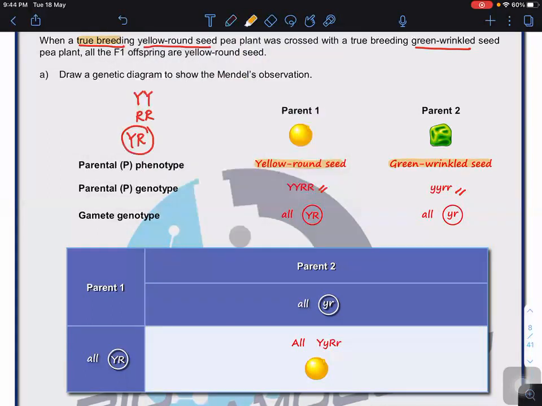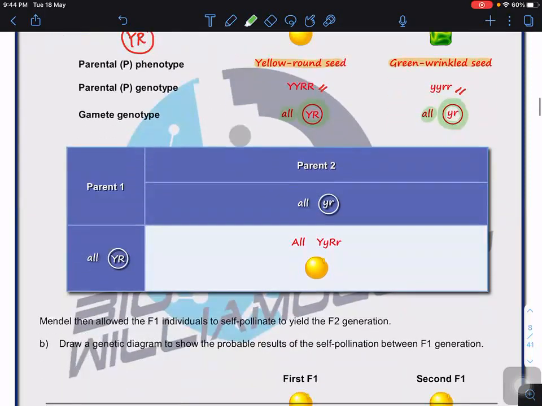Very important, just now I said that you must have the probability and circle your gamete genotype. So when you cross them, you will get the heterozygous. Always remember, when you cross two different varieties or two different traits, pure breeding, you always get the heterozygous. So I will have the probability, the phenotype, and the genotypes in my genetic diagram. And I do know that F1 generations must be heterozygous.